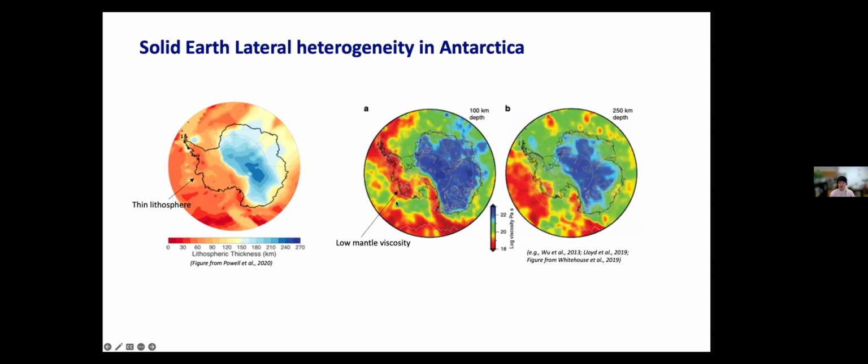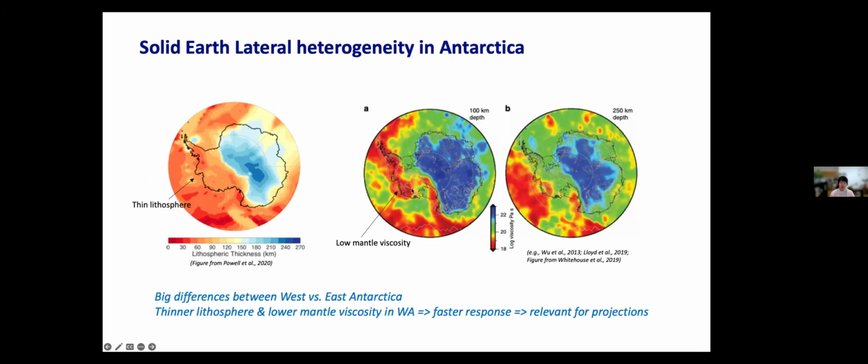You can really see that these West Antarctic regions, compared to East Antarctica, show very low mantle viscosity, on the order of 10 to the 18th. Together, the thin lithosphere and low mantle viscosity in West Antarctica cause a faster response of the solid Earth, and the response time scale could even be decadal to centennial. So if one is trying to produce projections of the Antarctic ice sheet, especially focusing on West Antarctica, then one really needs to consider the GRD effects.